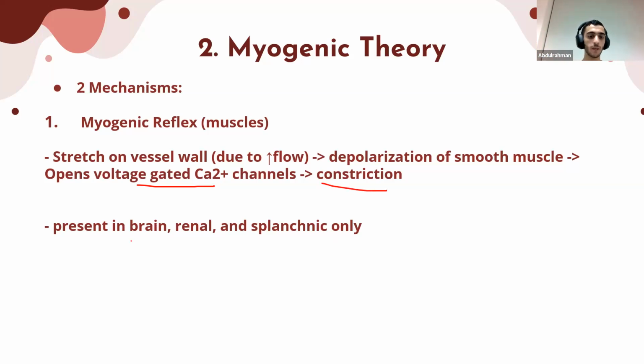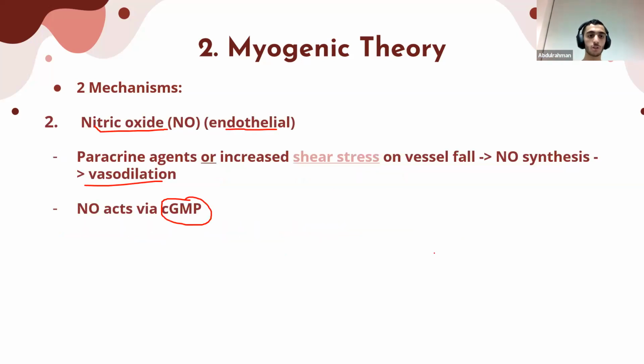Okay, clear? And it's present not in all the organs, only in the brain, the renal, and some splanchnic organs. Splanchnic is just organs of your GIT, basically internal organs. Are these two clear?